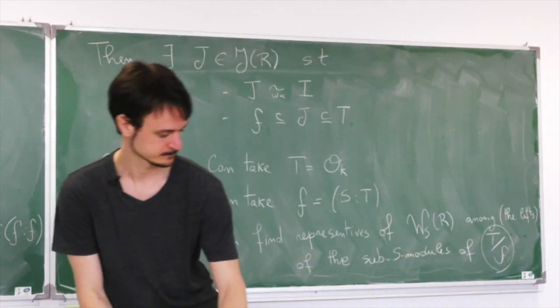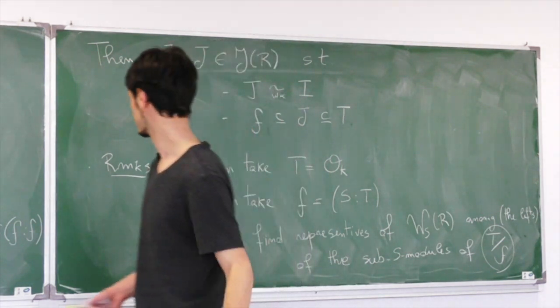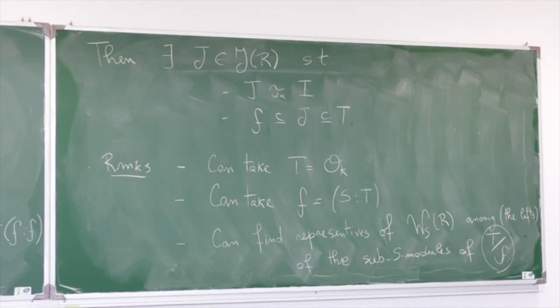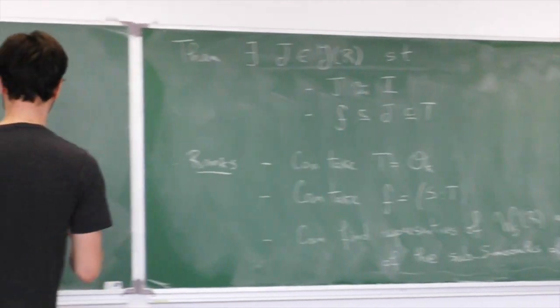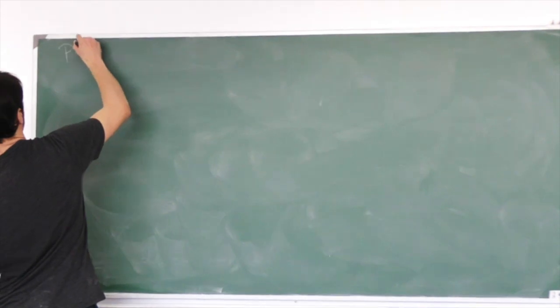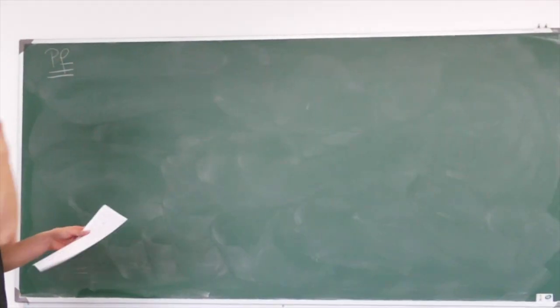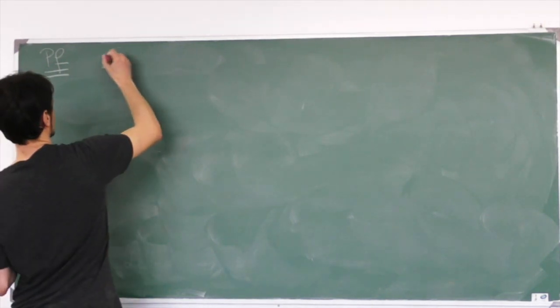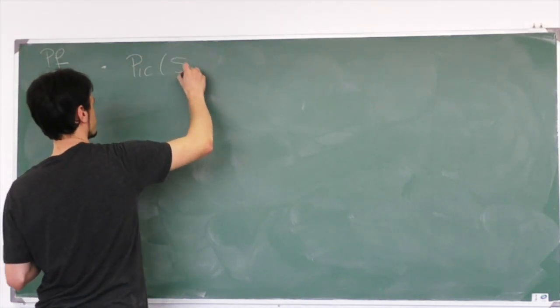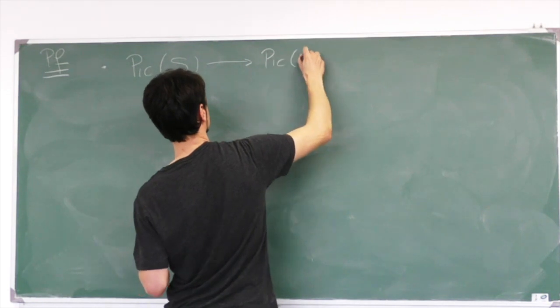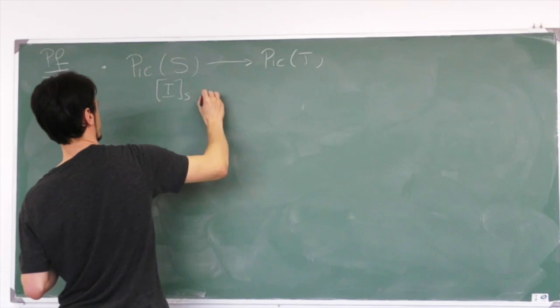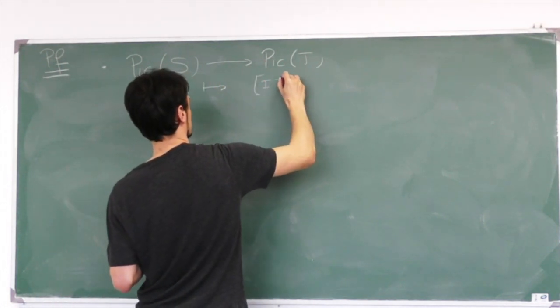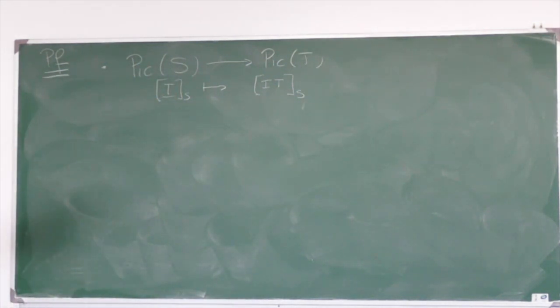Let's prove this statement. So it's one of these statements where sometimes the proof is easier than the whole statement itself. But still requires a few steps. Okay. So first of all, let T be as in the statement. We have the natural extension map from the Picard group of S to the Picard group of T. So this is the map that takes a class of an invertible ideal in S and sends it to the extension in T. So this map is surjective.